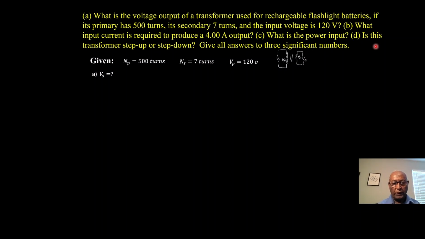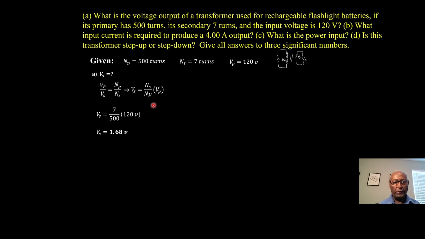So we know that the ratio of the primary voltage to that of the secondary is equal to the ratio of the number of turns of the primary to that of the secondary. Rearranging the equation, we have V sub S equals the number of turns of the secondary divided by the number of turns of the primary multiplied by the voltage. Let's plug in the numbers. 7 is the number of turns of the secondary, divided by 500, which is the number of turns of the primary, multiplied by 120 volts, and that yields 1.68 volts.